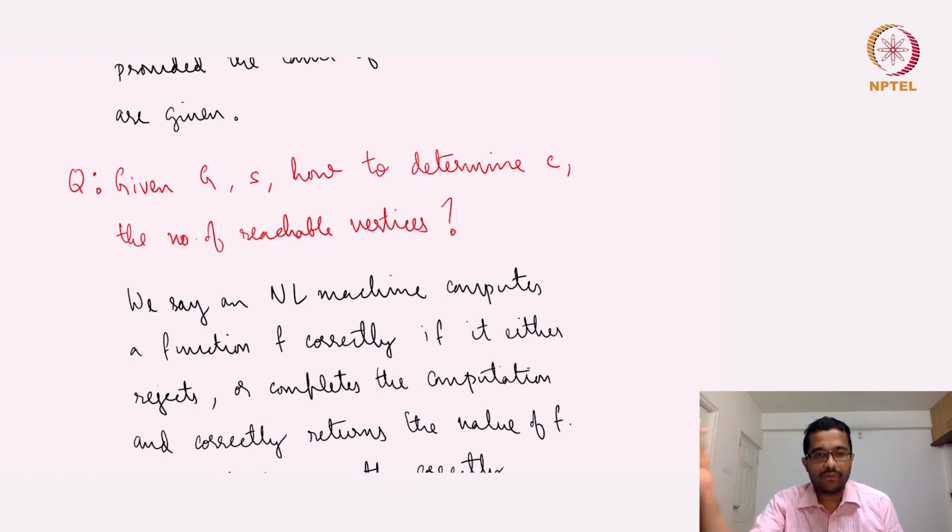Given the count of reachable vertices from S, let's say 10 or 20 or whatever, we could guess 20 vertices reachable from S, none of which is T, and we can verify that these 20 vertices are indeed reachable from S. So now we have to see how to get this count, the count of reachable vertices from S, using the NL machine. That part we did not see in the previous lecture, so let us see that.